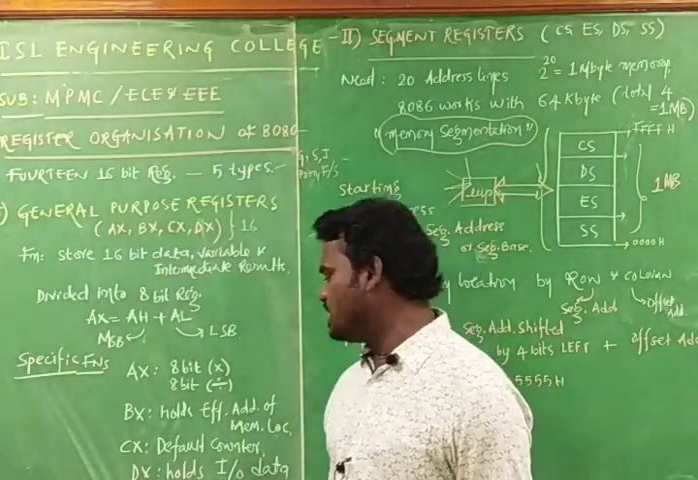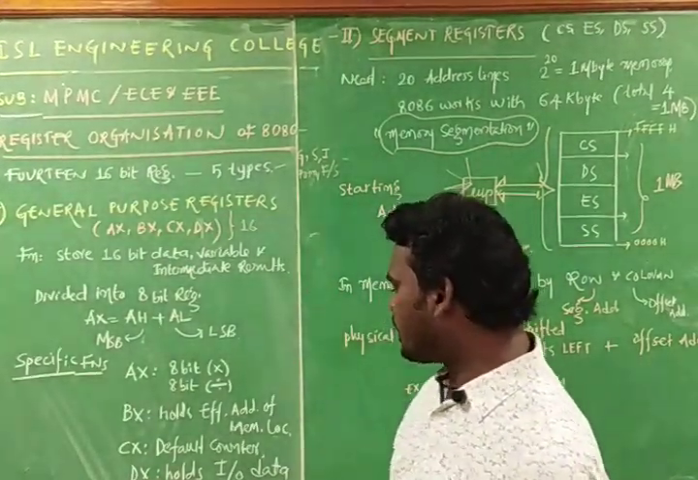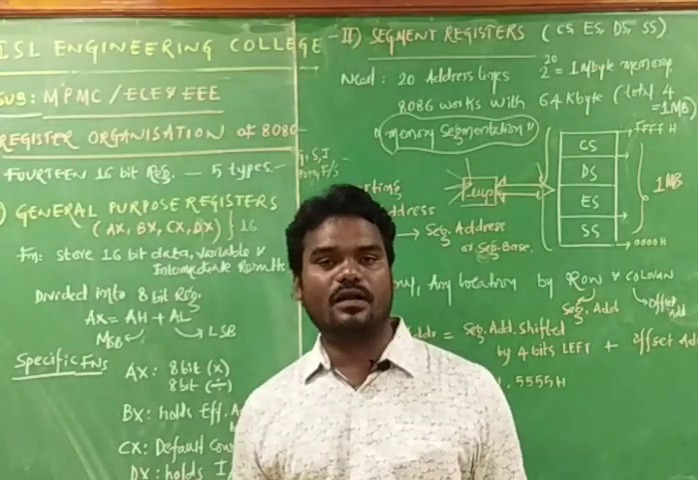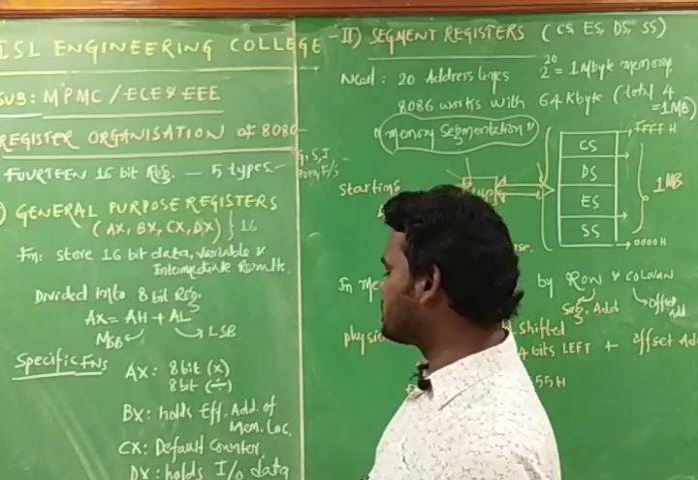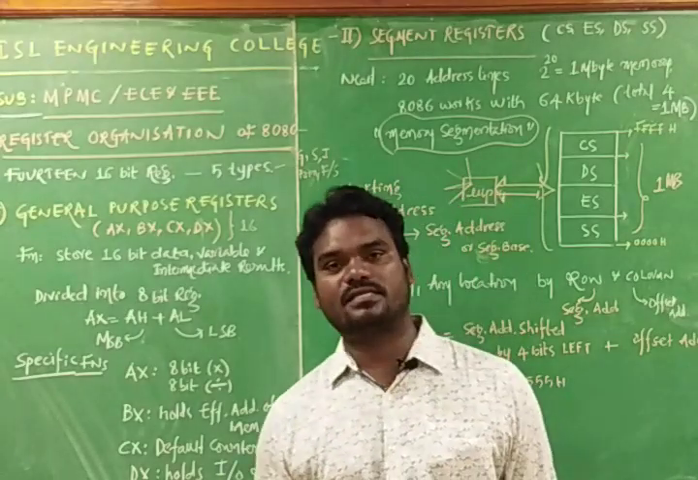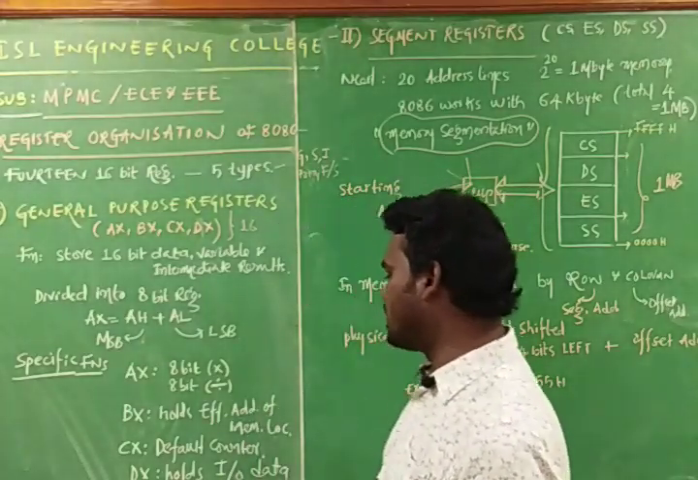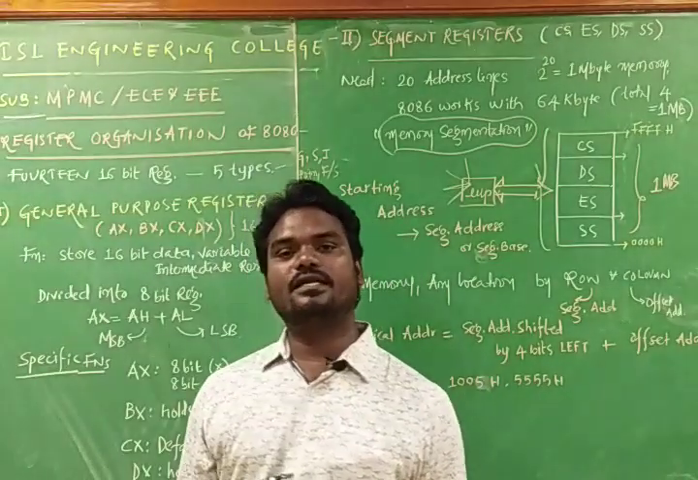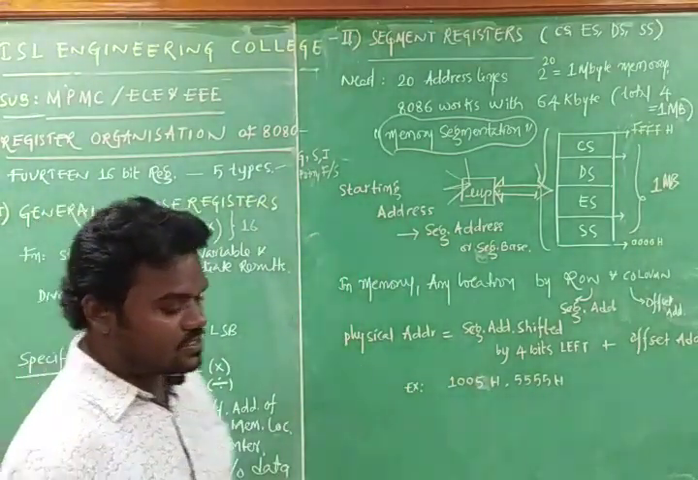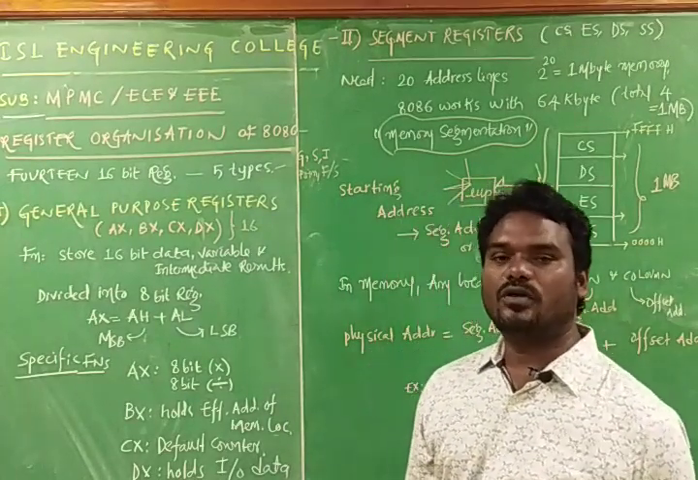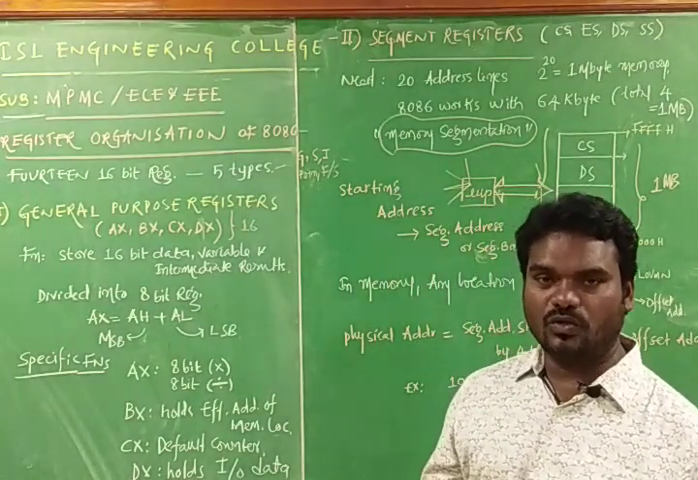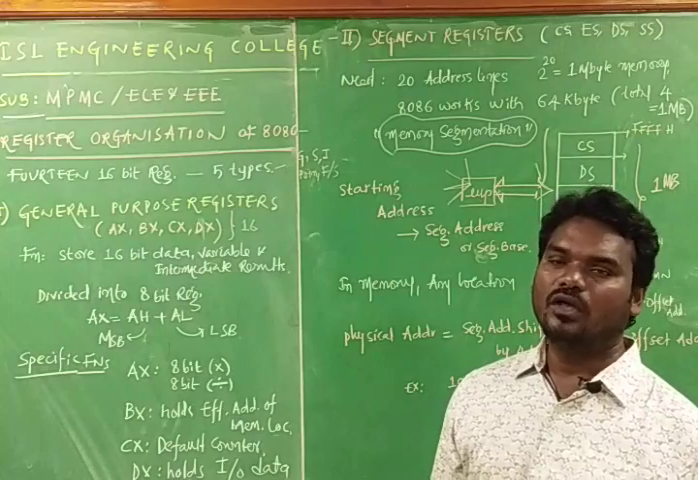Coming to the next one, CX, that is the count register, the count general purpose register. By default it acts as a counter. The next one is DX, that is the data register. The data register is going to hold the data of input output devices.